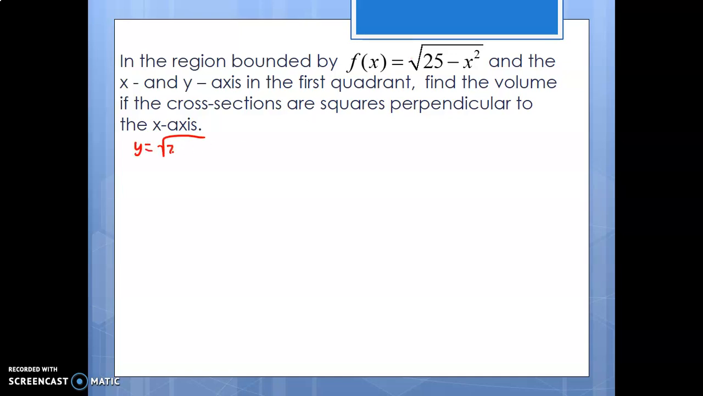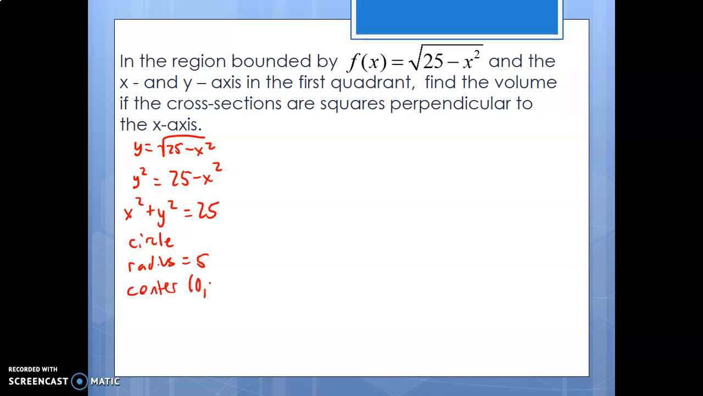So y equals the square root of 25 minus x squared. This is going to be a semicircle, but we can't really see it yet. So let's square both sides and then add the x squared over. So this is really x squared plus y squared equals 25, which is a circle with a radius of 5, and the center would be 0, 0, since I don't have anything added or subtracted to y. Now, we're only dealing in the first quadrant, and we're also bounded by the x and y axis. So if we think about our picture, we've got a circle with a radius of 5 and a center at 0, 0. So there's my function.